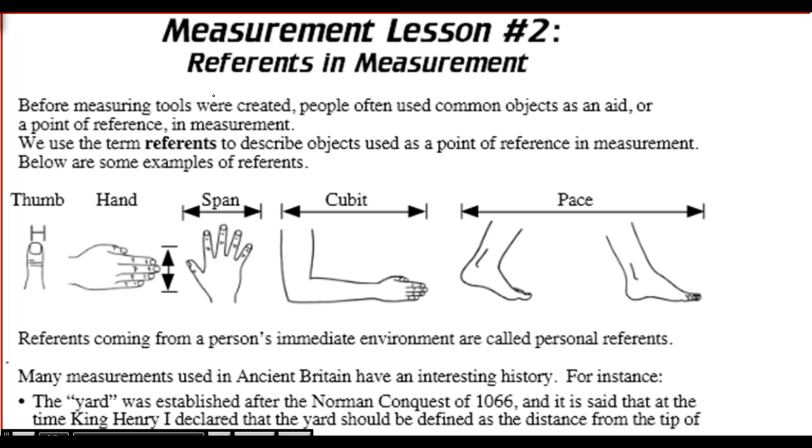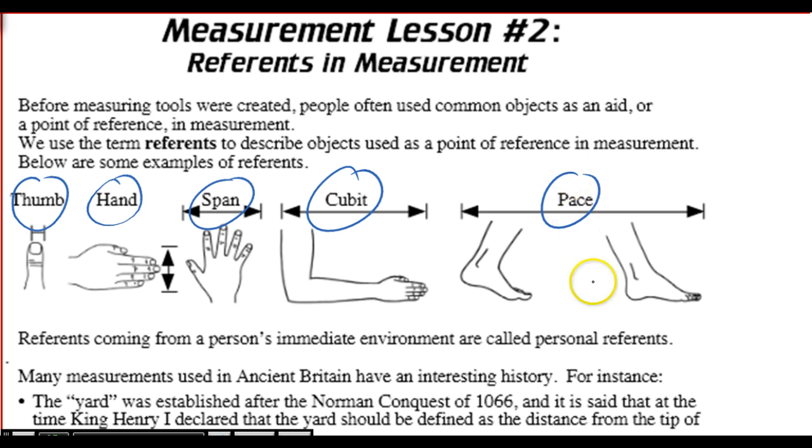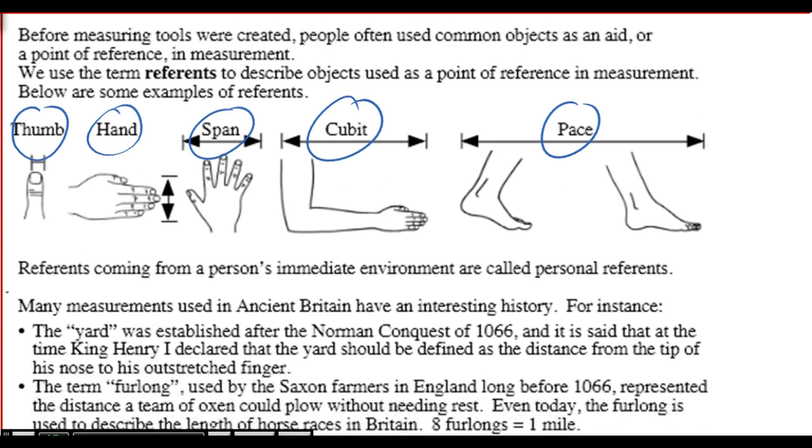And before, people had measuring tapes and precise instruments. They would usually estimate things, and these were some of the common estimates that they used. These are the names for them. So a pace would be 1 step. A cubit is the length of your arm. Span is your digits from your thumb to your small finger, your pinky finger, and so on.